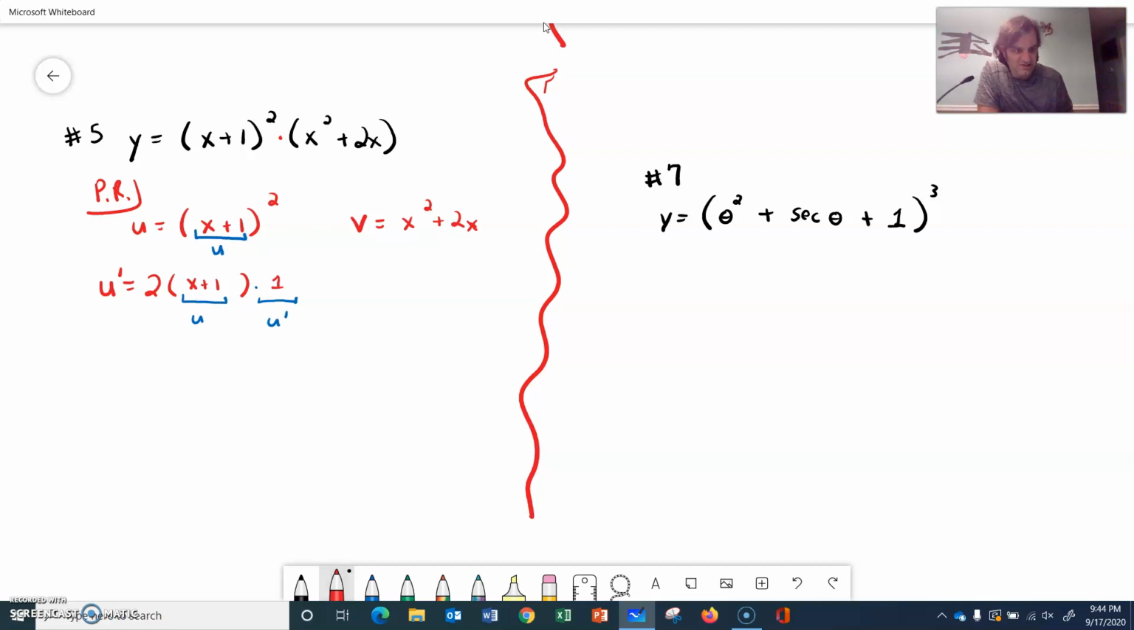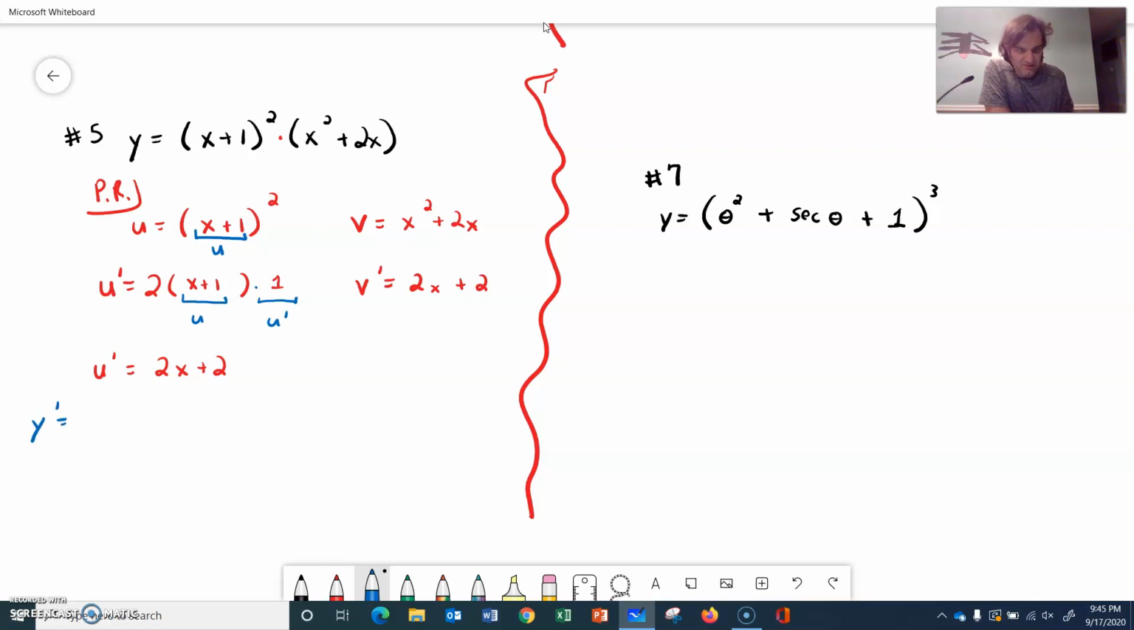Now, normally I don't usually clean this up, but I can distribute things out there, and 2 times 1 is 2, so u prime would be 2x plus 2. Over here with the v, I don't need a chain rule. So x squared just goes to 2x, and 2x goes to 2. So both of those derivatives turn out to be the same thing, even though they are not the same function to start with. So in putting this back together, we're doing the product rule.